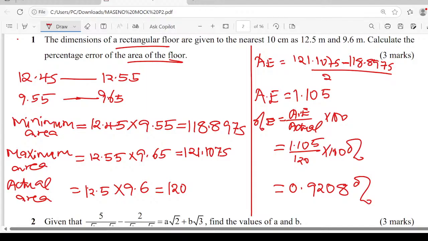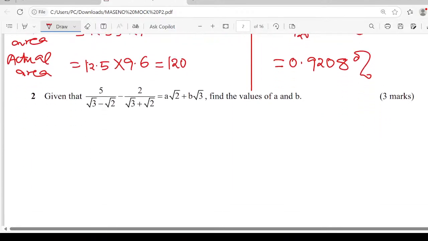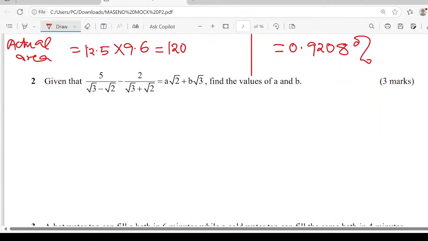Let's look at question number 2. Let's look at question number 2 of the very paper. Remember, this is a very, very good paper.